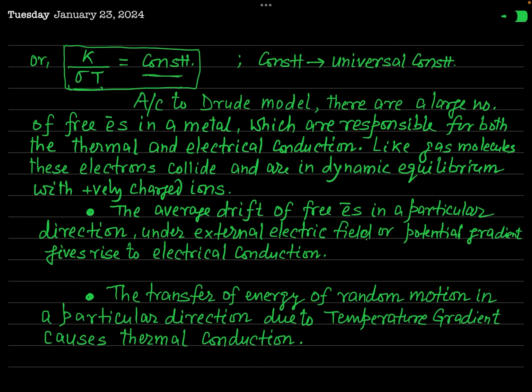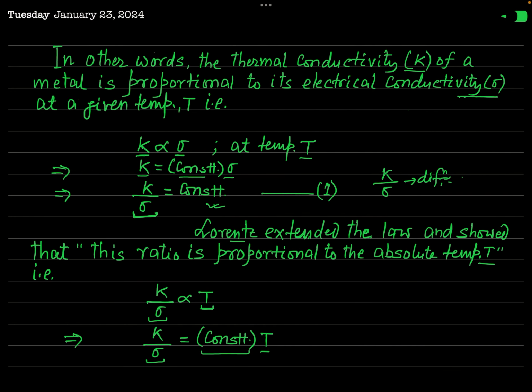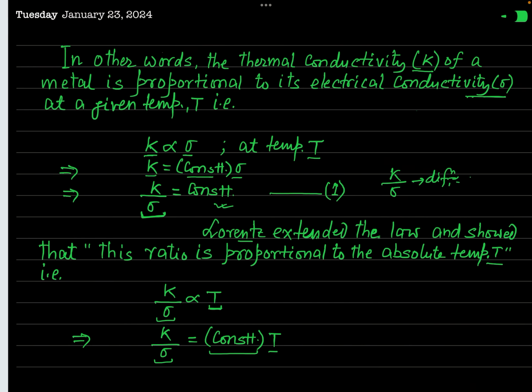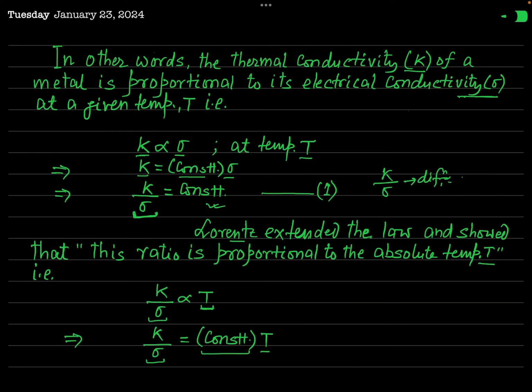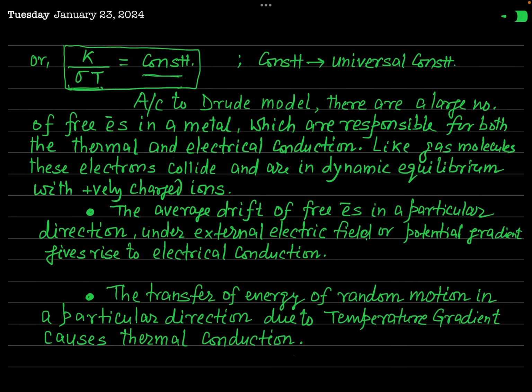So whenever a question is asked in the form of an objective question, let us say a question like this: what is the Wiedemann-Franz law? And in one option there is K over sigma T equal to constant, and in another option you are given K over sigma equal to constant. What will be the correct answer? The correct answer will be this. You have to write the correct answer in this form, K over sigma T equal to constant.